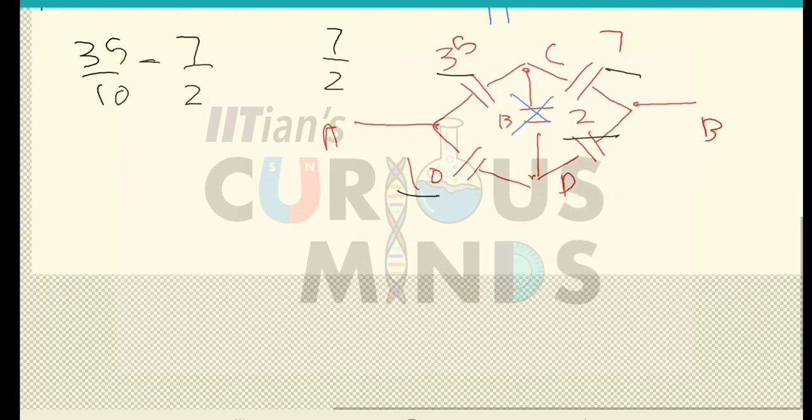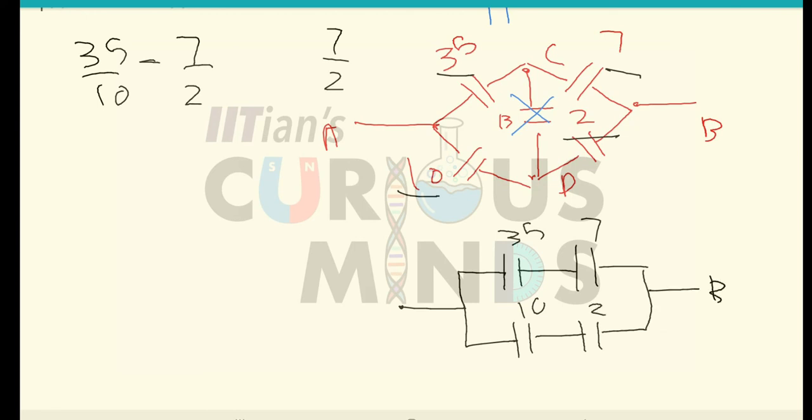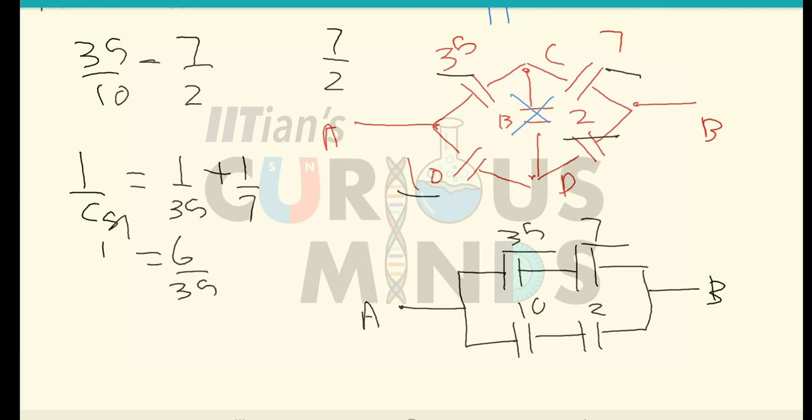So a simple diagram would be a 35 microfarad capacitor connected with a 7 microfarad capacitor, and in parallel we have a 10 microfarad capacitor connected with a 2 microfarad capacitor. The center capacitor will be eliminated over here. So this is A, this is B. So 35 and 7 are in series. So 1 by CS1 will be equal to 1 by 35 plus 1 by 7, which is equal to 5 plus 1, which is equal to 6 by 35. This is 1 by CS1. So CS1 will be equal to 35 divided by 6.